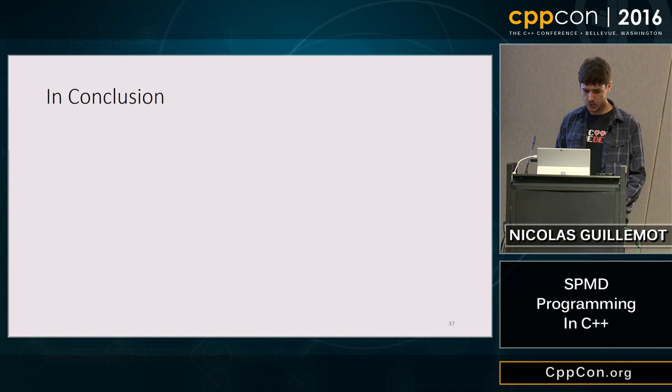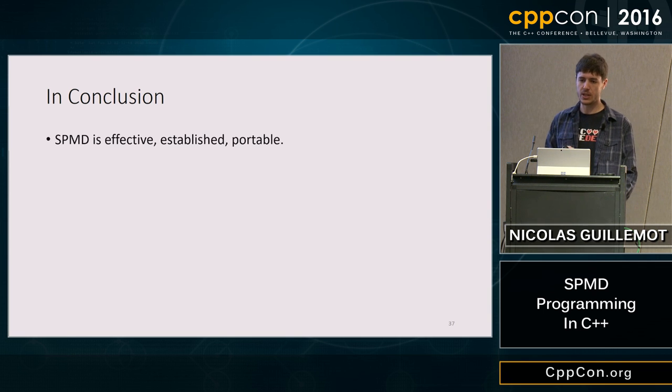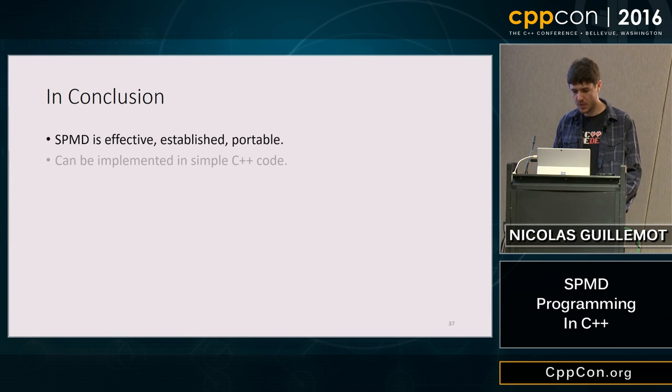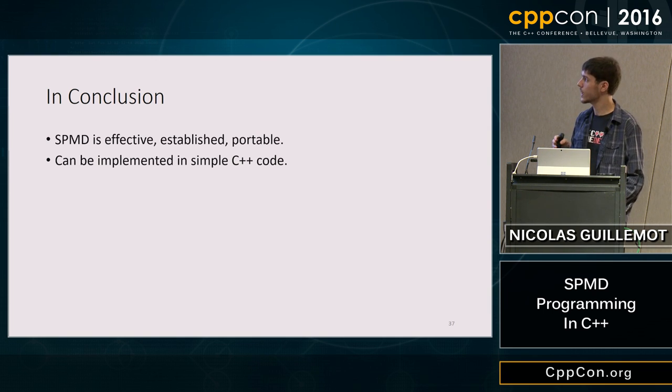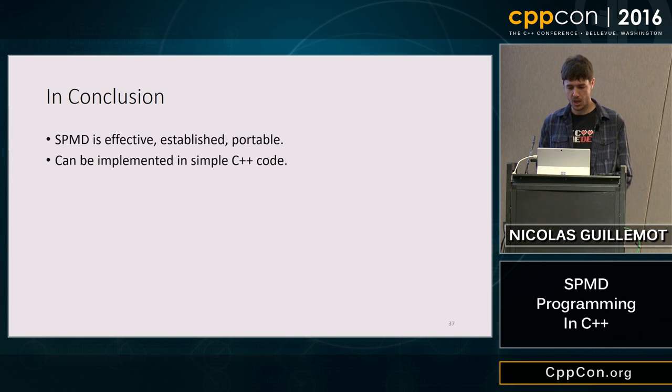So in conclusion, we've seen today that SPMD is a pretty widespread, portable way to write code that works on both CPUs and GPUs, so it's actually pretty nice. I've shown you that you can implement it in relatively simple C++ code. I didn't write any weird template metaprogramming stuff. There were no macros involved. It was just the SPMD kernel class that has a few functions in it, and it runs lambdas. So it's nothing too spooky. I think anybody can understand it, really.